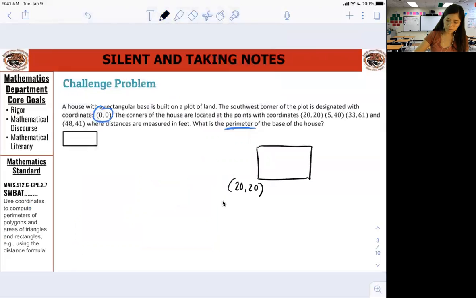20, 20, 5, 40, 33, 61. So that's a 33, and 48, 41. Not so easy anymore, is it, right? I can't go on and count anymore. This time you got to do all that math.